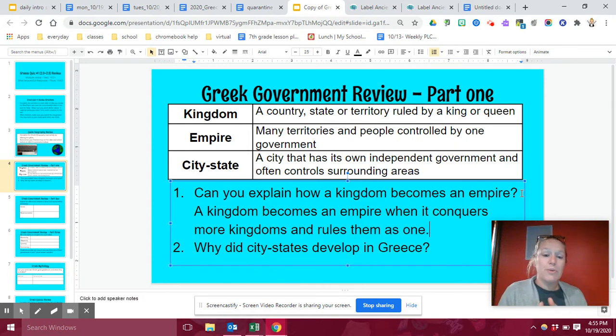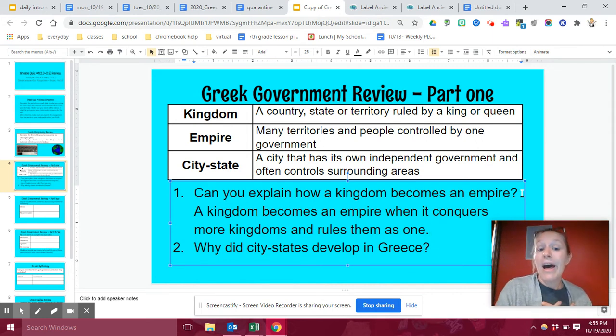All right, so a kingdom, remember, is any country, state, or territory ruled by a king or queen. And so they don't become an empire until they conquer other kingdoms. So if we say the school, each room is a kingdom. So Queen Lindsay of room 400, you have King Gaber of whatever room number he is, and you have all these individual kingdoms.